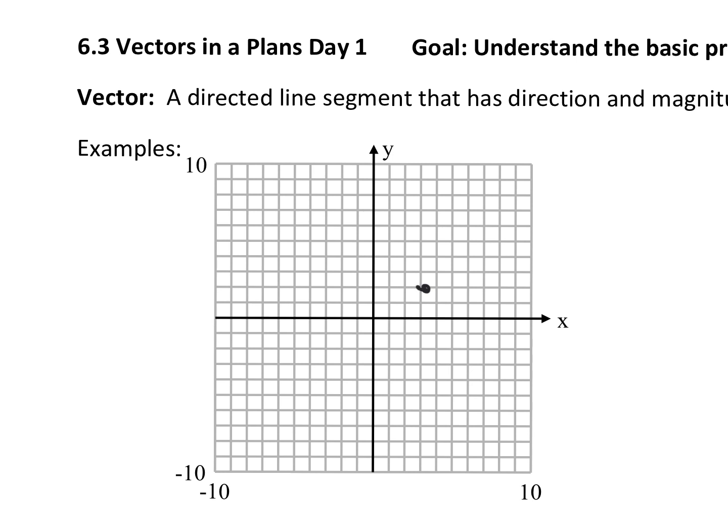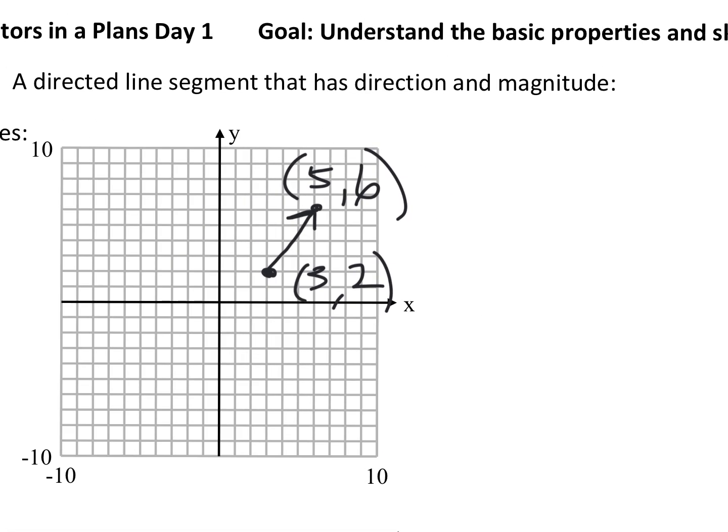So imagine we have the point 2, 3 and the point 5, 6. And let's say my vector starts here at the point 2, 3 and goes to 5, 6. Actually, that should be 3, 2. My apologies. So, how far did it move in the x and how far did it move in the y?